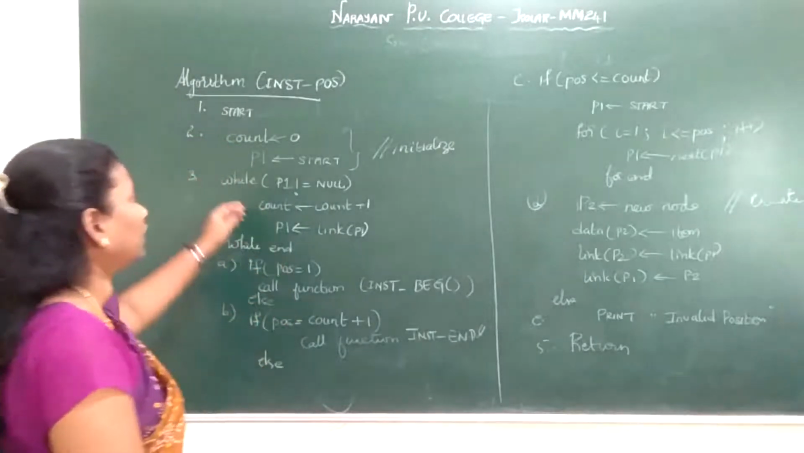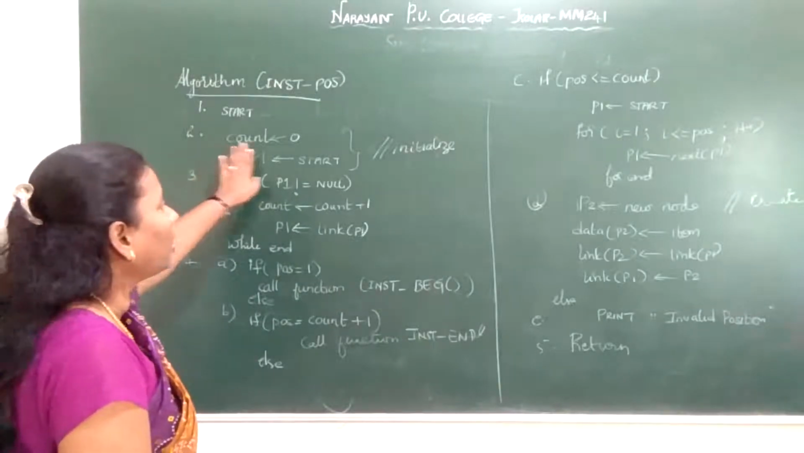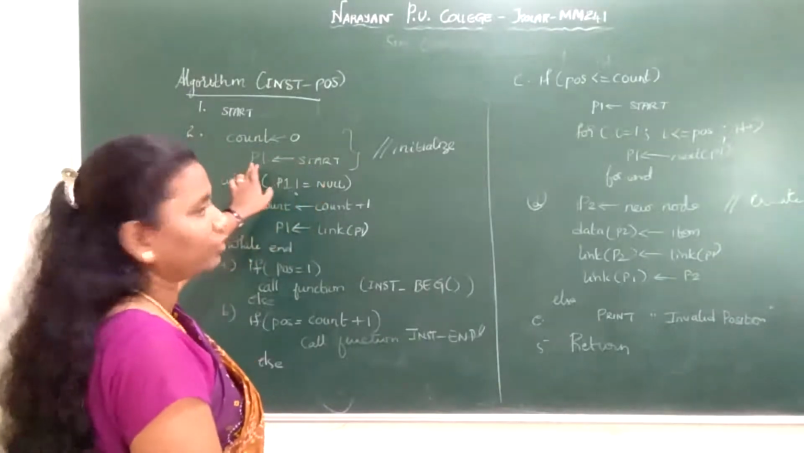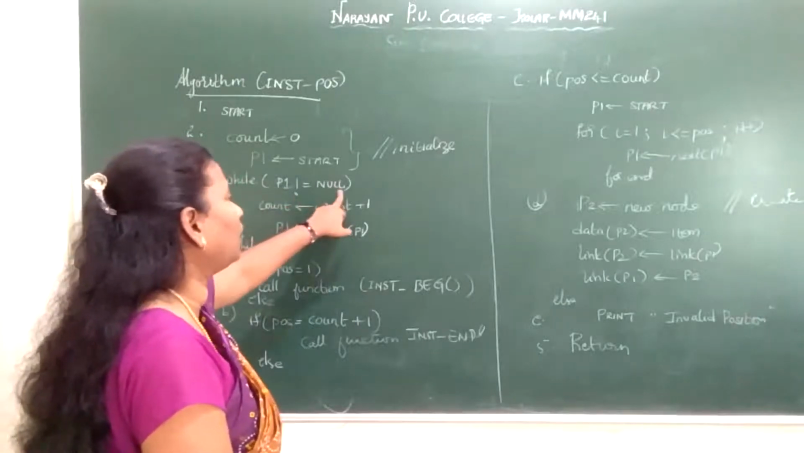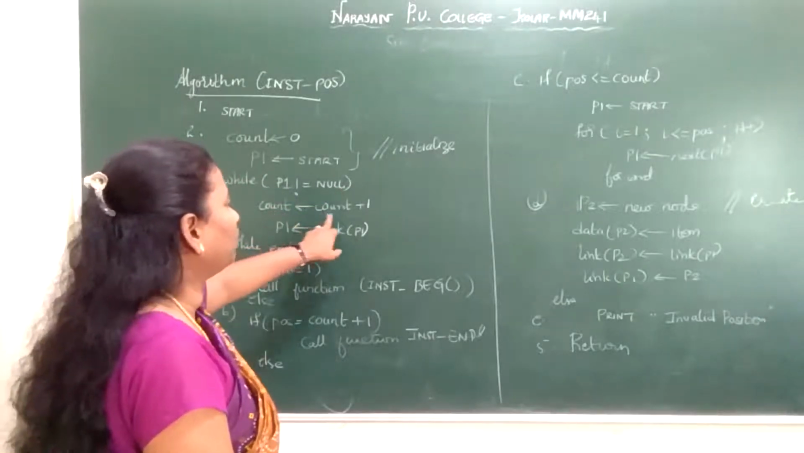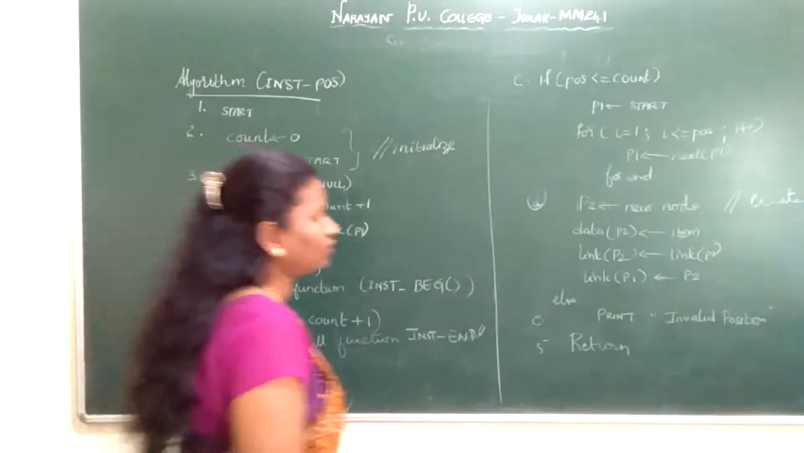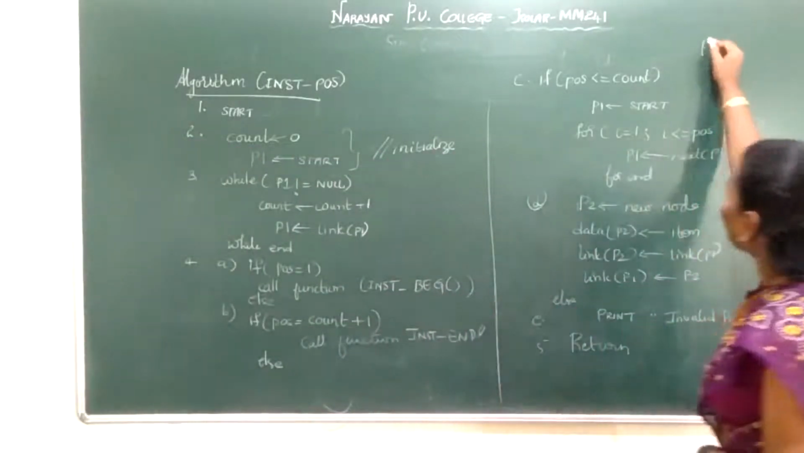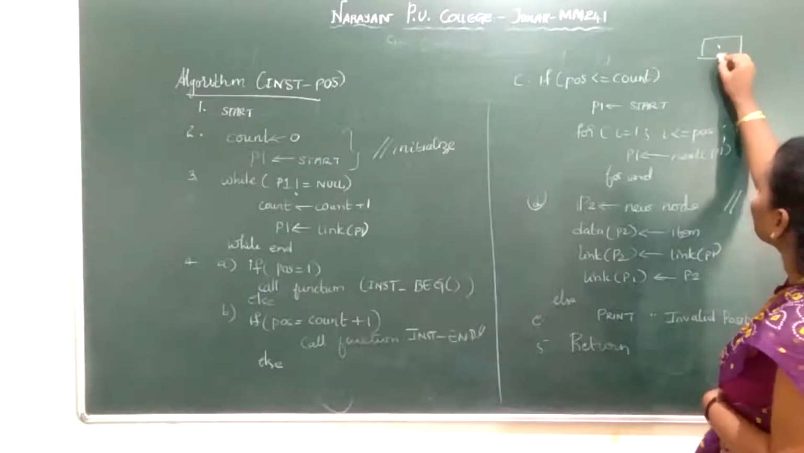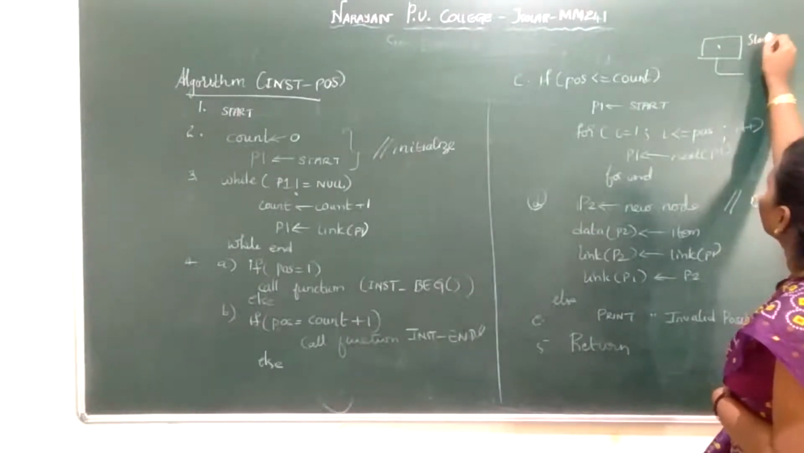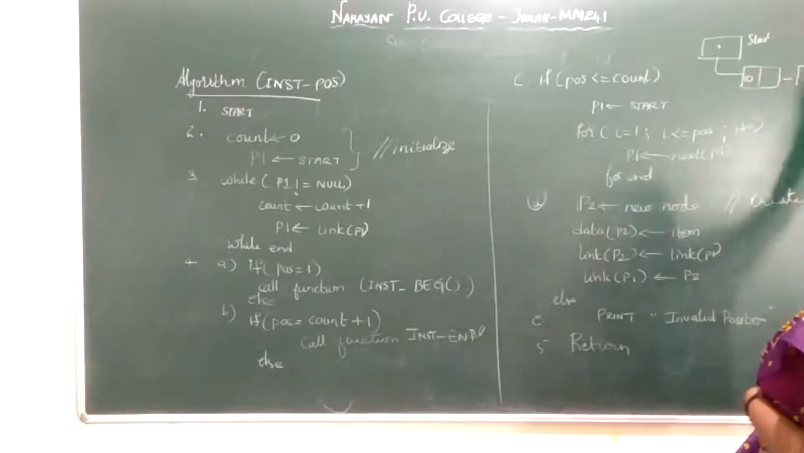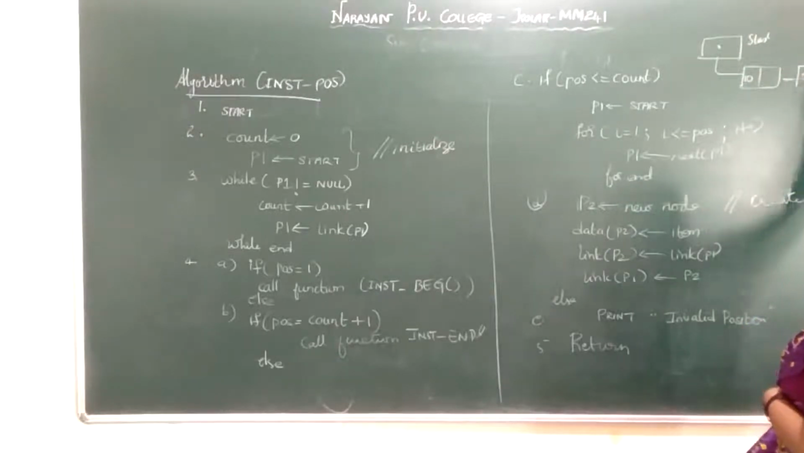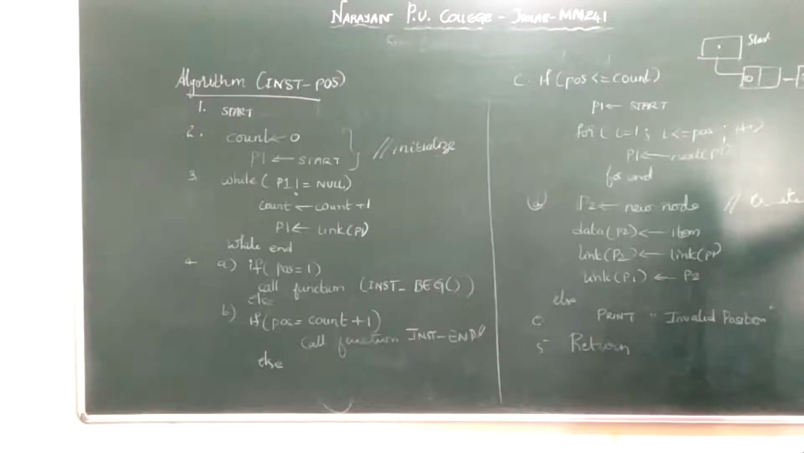So first I will initialize count equal to 0, and I will give start to a pointer called P1. While P1 is not equal to null, I will do count equal to count plus 1. So what is the meaning of this? See, imagine I have a start. Here I have start. I have nodes like this: 10, 20, 30, null.